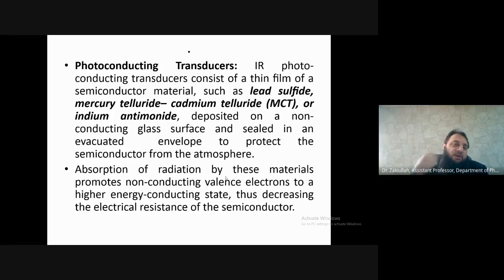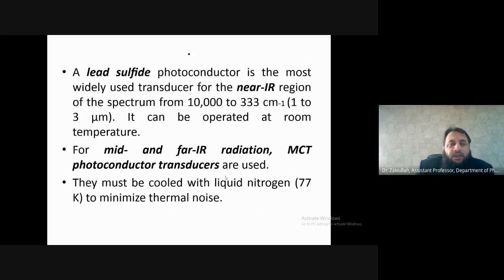So photoconducting materials, as the name indicates, their conduction increases because of the irradiation by, for example, IR radiation. A lead sulfide photoconductor is the most widely used transducer for the near IR region of the spectrum from 10,000 to 333 per centimeter, that is from 1 to 3 micrometer. That is the near IR region. It can be operated at room temperature. For mid and far IR radiation, MCT photoconductor transducers are used.